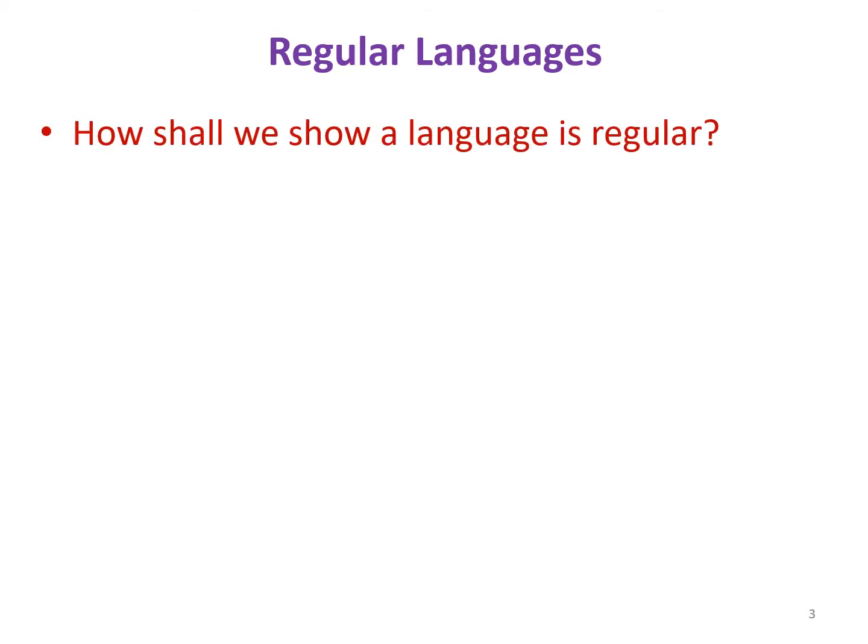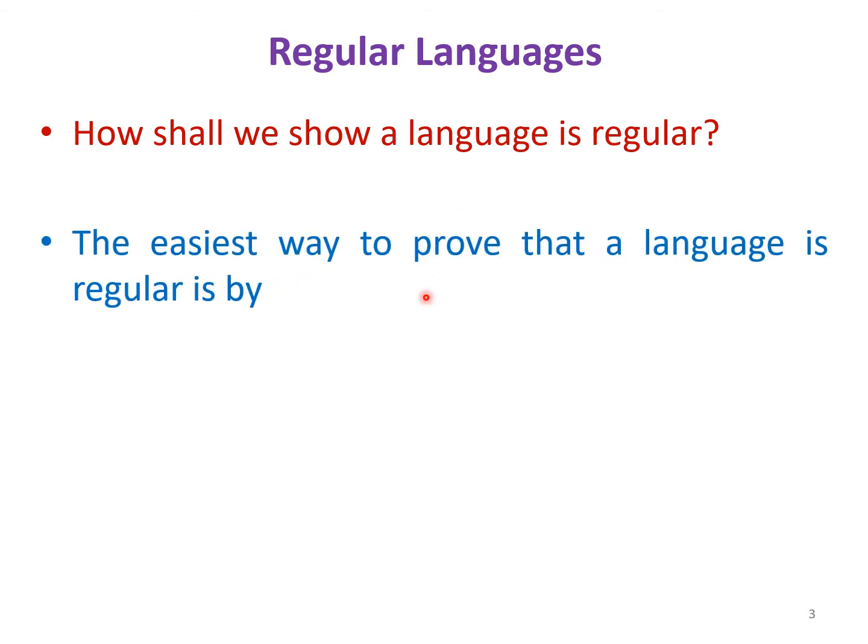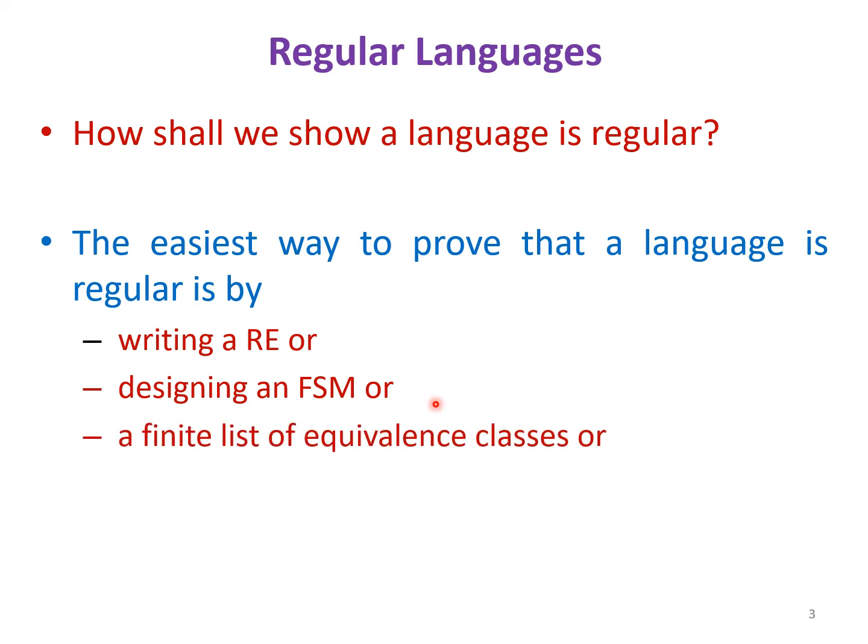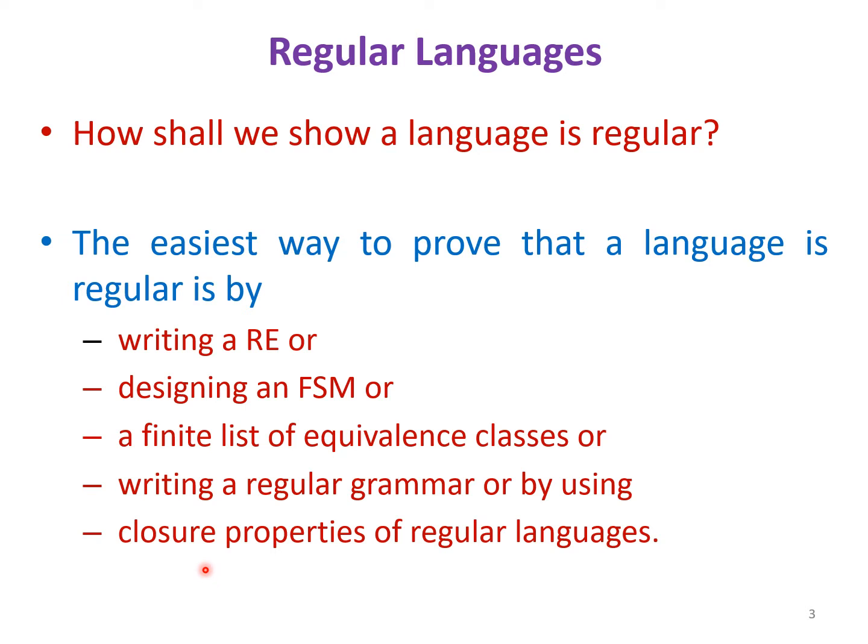Given a language, how shall we show that the language is regular? The easiest way to prove that the language is regular is by writing a regular expression, or designing an FSM, or a finite list of equivalence classes, or writing a regular grammar, or by using closure properties of regular languages.